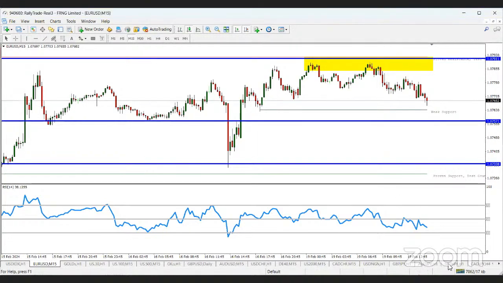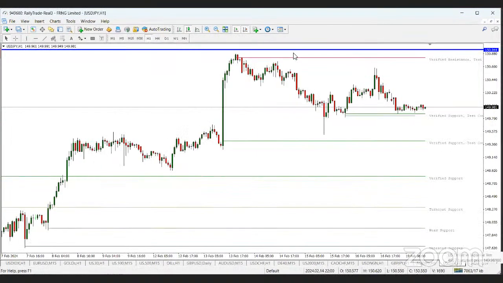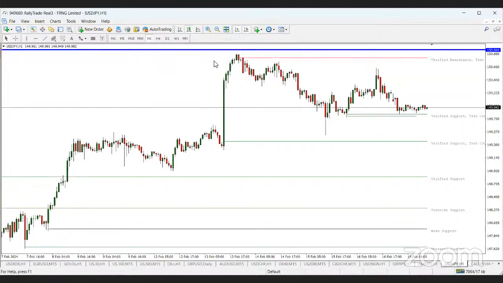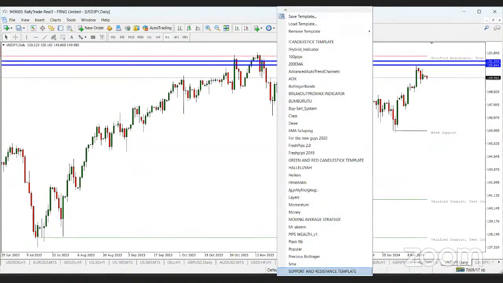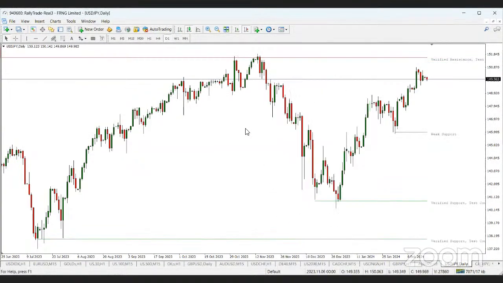Let's look at USD JPY. USD JPY currently is on a strong support. Over the weekend, we got a report regarding Japan and their economy, and it was stated that Japan is officially in recession. If that's the case, it's very possible that we see weakness of JPY compared to the dollar.